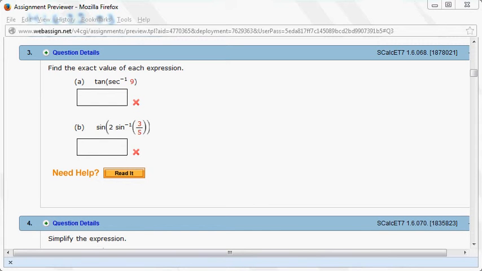Okay, let's look at homework 1.6, 2.2, problem number 3, part A. We want to find the exact value of tangent of arcsecant of 9. All right, so let's do that.